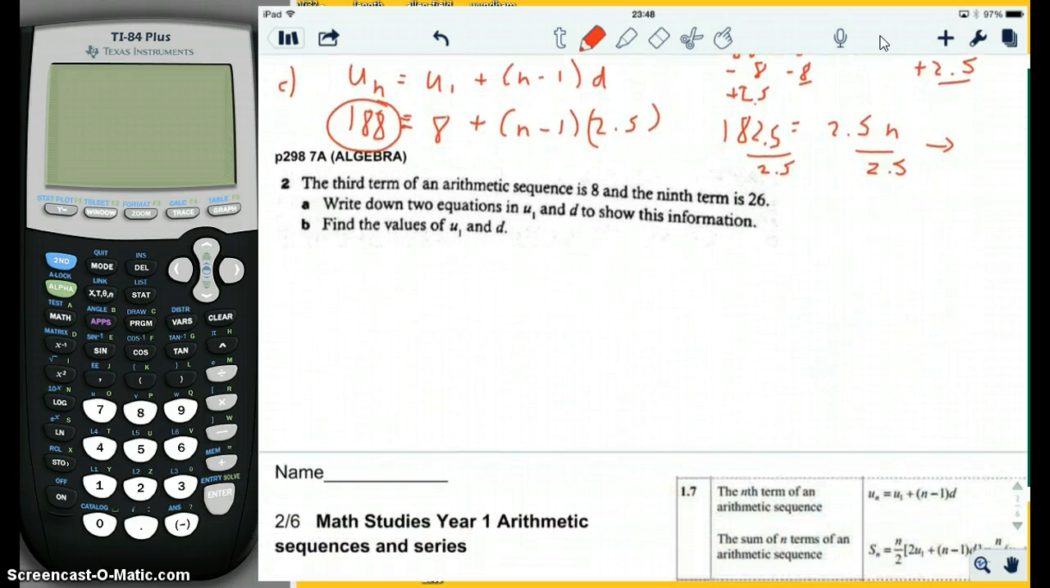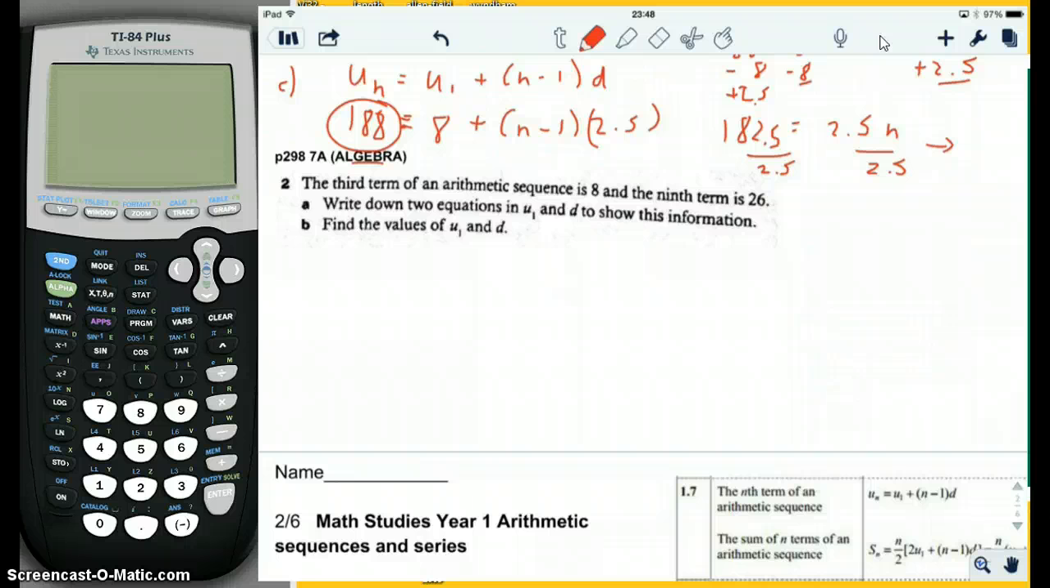Last one on this page. The third term of an arithmetic sequence is 8, and the ninth term is 26. Write down the two equations in u1 and d to show this information. Find the values of u1 and d. Now this is a real algebra problem.